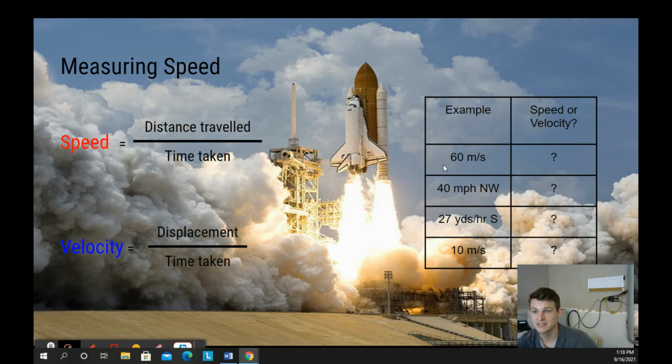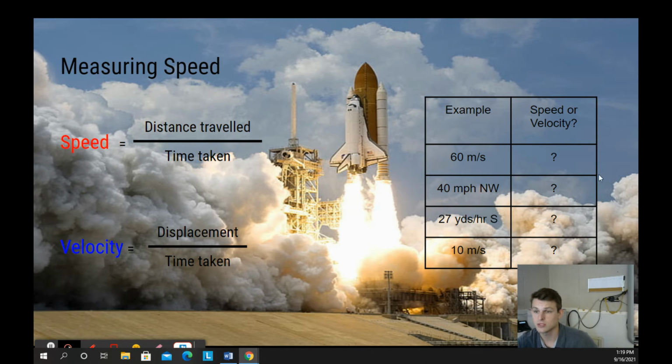So I'm traveling 60 meters in 1 second. This says nothing about direction. It only gives me the 60 meters per second, which is a type of magnitude. 60 is the magnitude. So in this case, this would be speed. The bottom one actually gives me a direction.